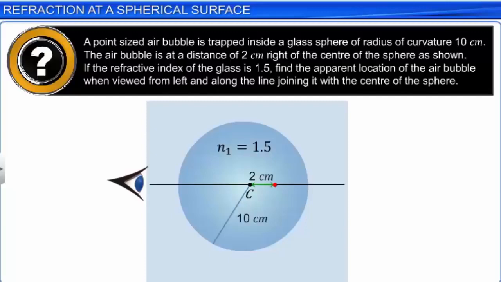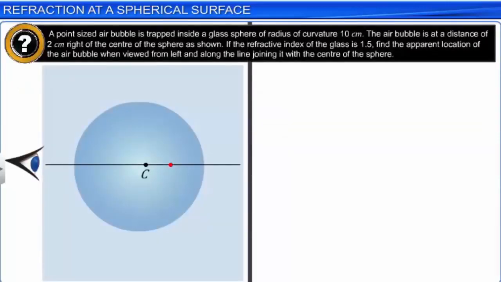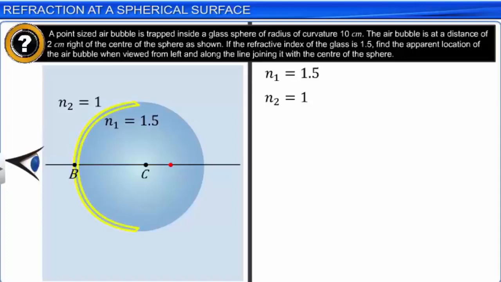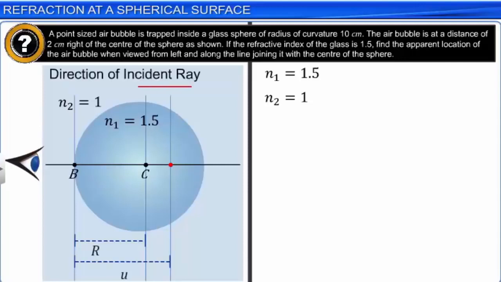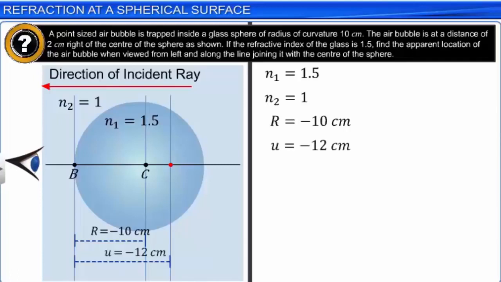Solution. The refractive index of the medium in which the point object is present, N1, is equal to 1.5. Since the other medium is air, N2 is equal to 1. Let B be the point of intersection of the principal axis and the spherical surface that lies in the direction of the viewer. All the measurements are to be made from B. Since R and U are measured in a direction opposite to the direction of the incident light, they are negative. Therefore, R is equal to -10 and U is equal to -12. Substituting these values in equation 4 and on further simplification, we get V is equal to -13.33 cm.